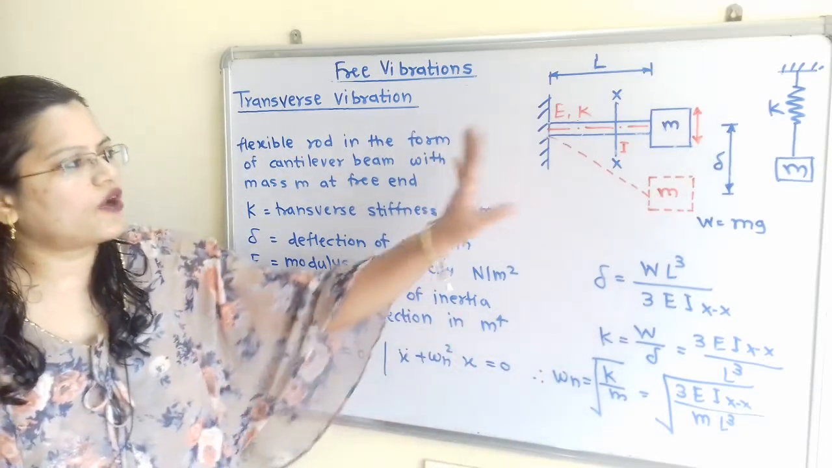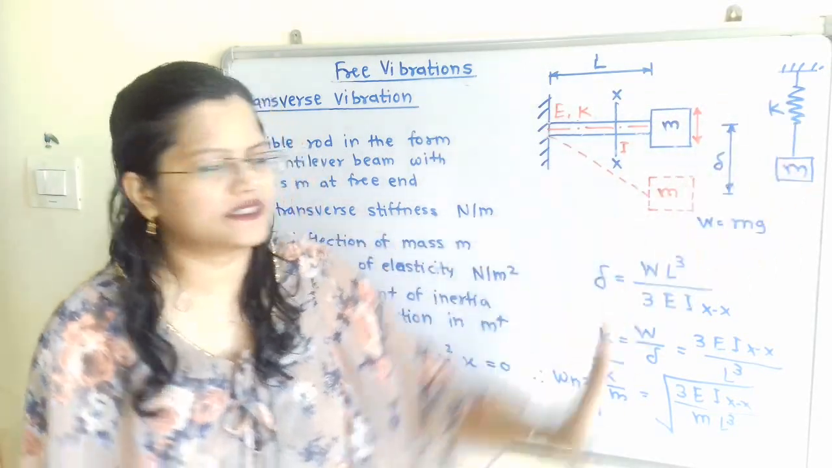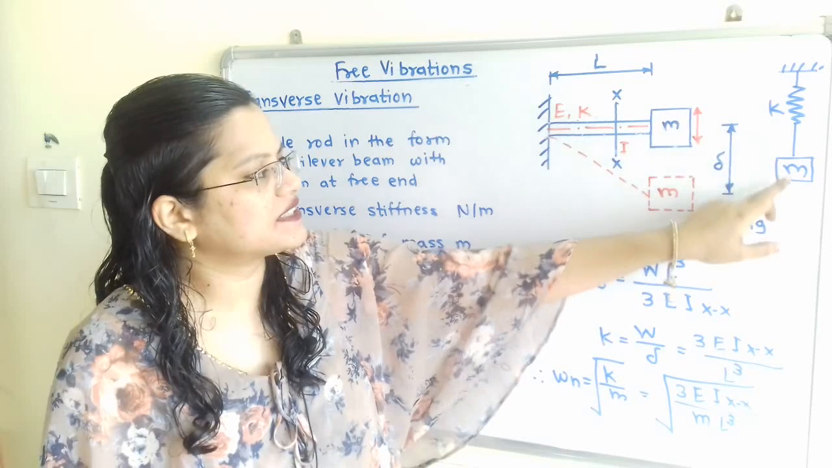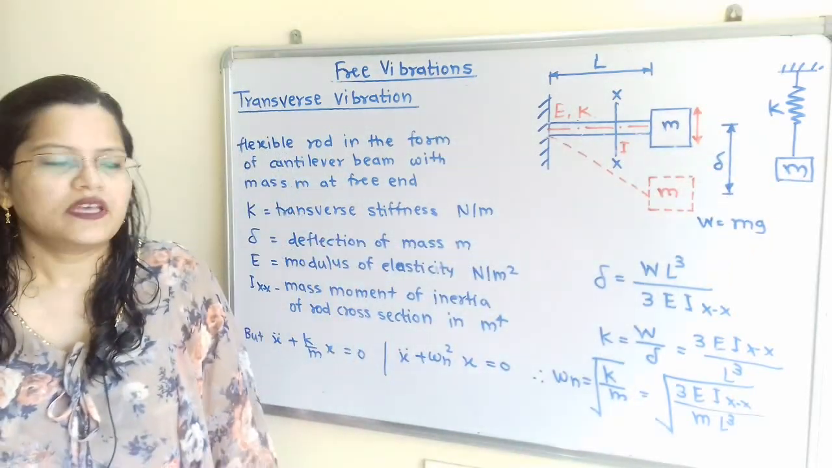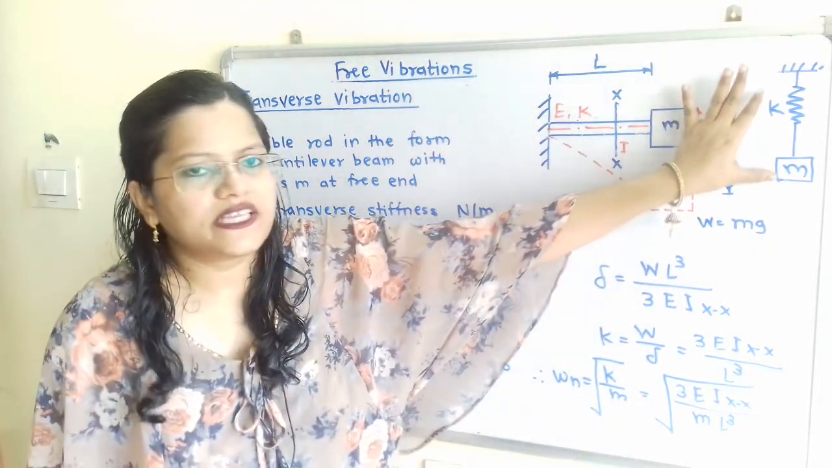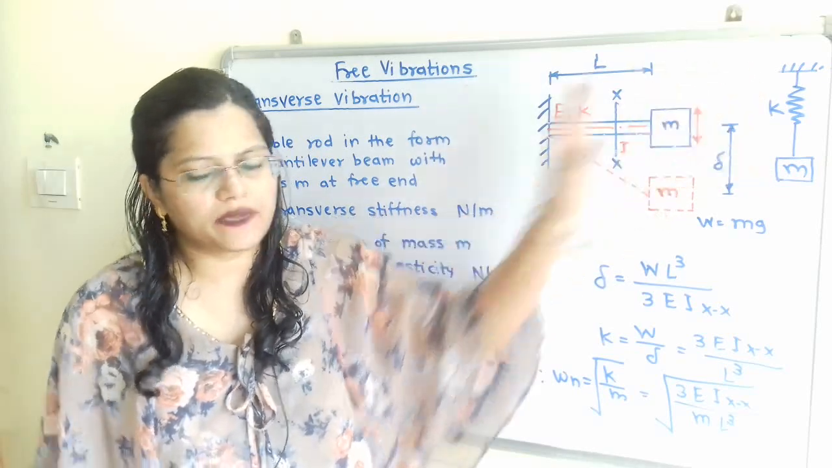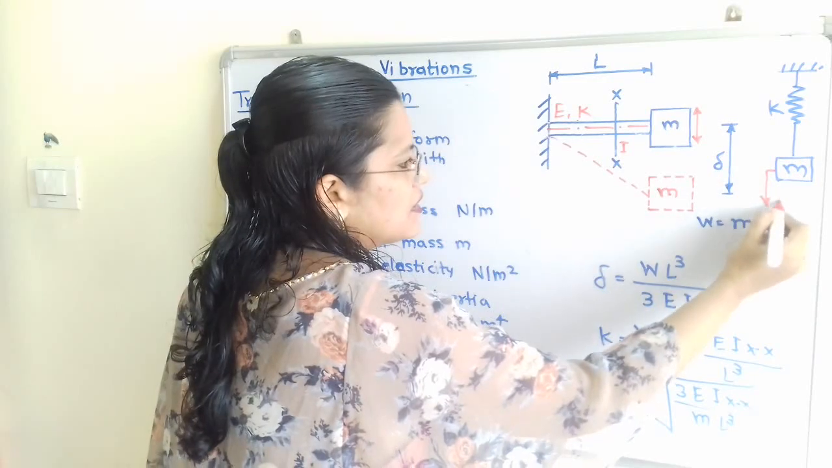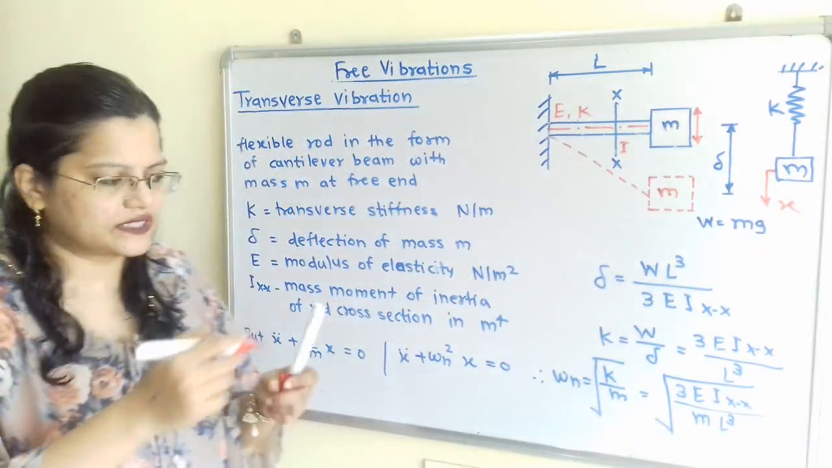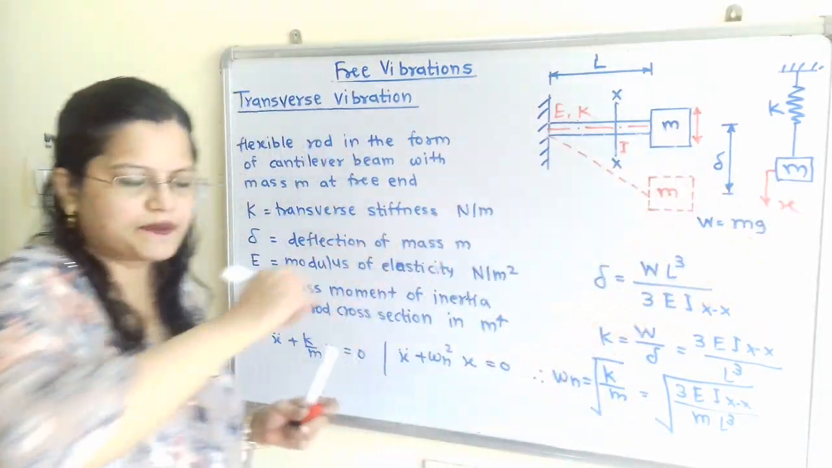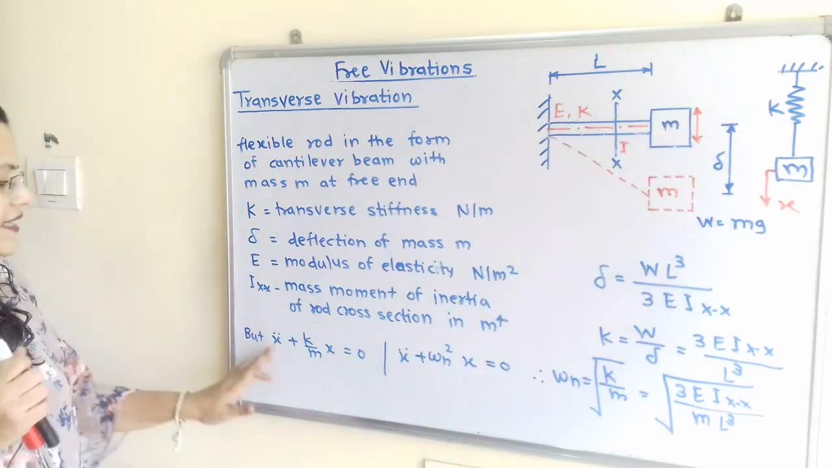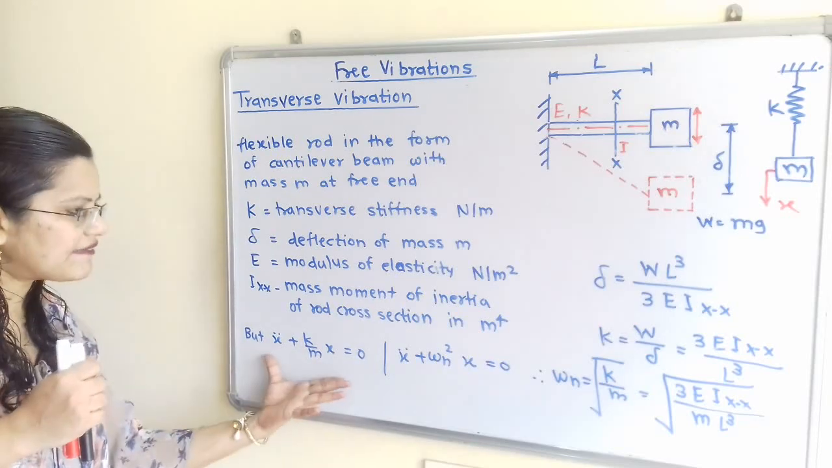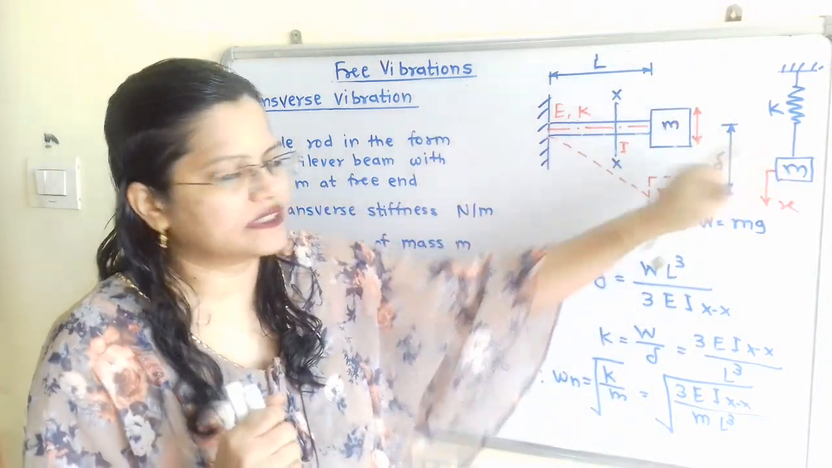Now we will move from this system to the spring mass system. For this spring mass system, here is the stiffness K, here is the mass M. Now if we write the equation of motion for the spring mass system, that is, the motion of M is in the downward direction here, then X is the linear displacement. So we can write X double dot plus K by M X is equal to 0. So this equation of motion is applicable to this system.